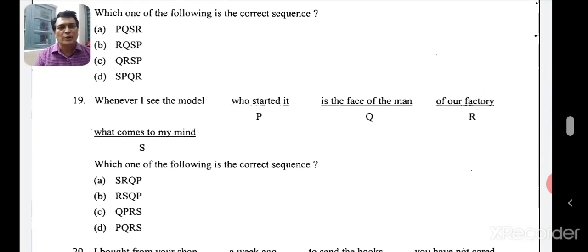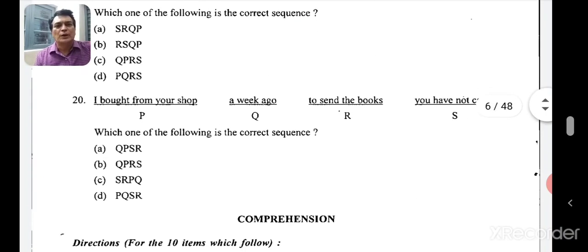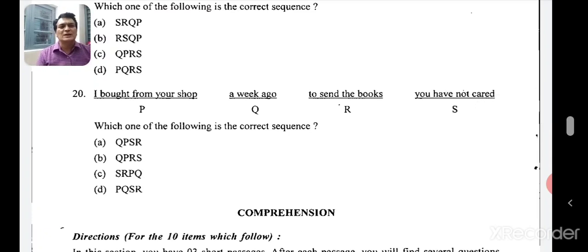Whenever I see the model who started is the face of the man of our factory, what comes to my mind? Whenever I see the model of our factory, what comes to my mind is the face of the man who started it. So whenever I see the model of our factory, so R. Factory, what comes to my mind is the face. So RSQP. RSQP. So B is the right answer. We'll see the 20th one now here. So this will be the last one here.